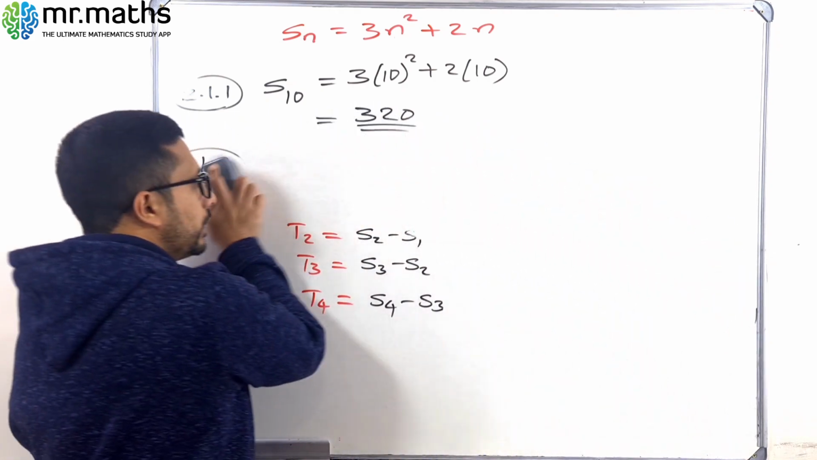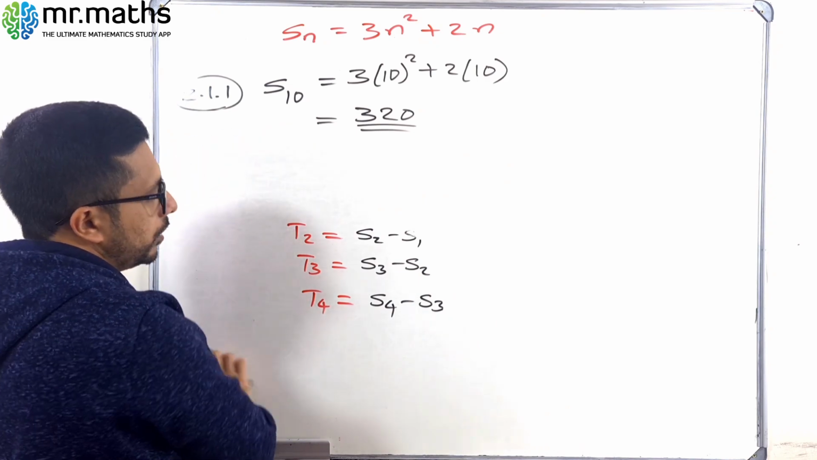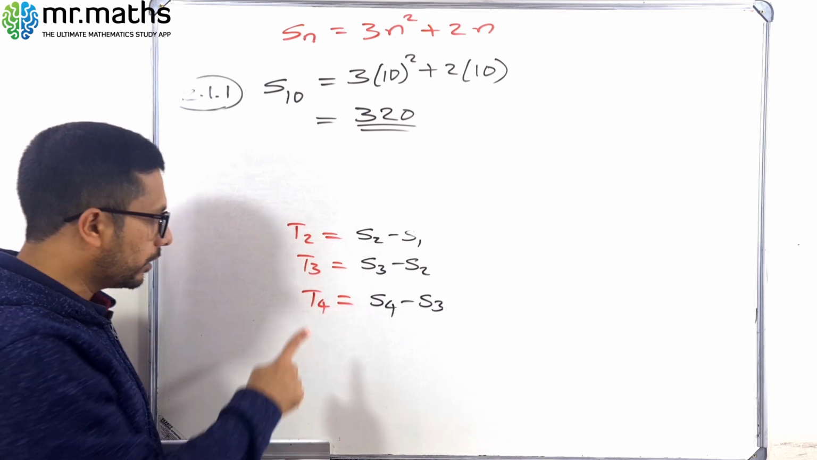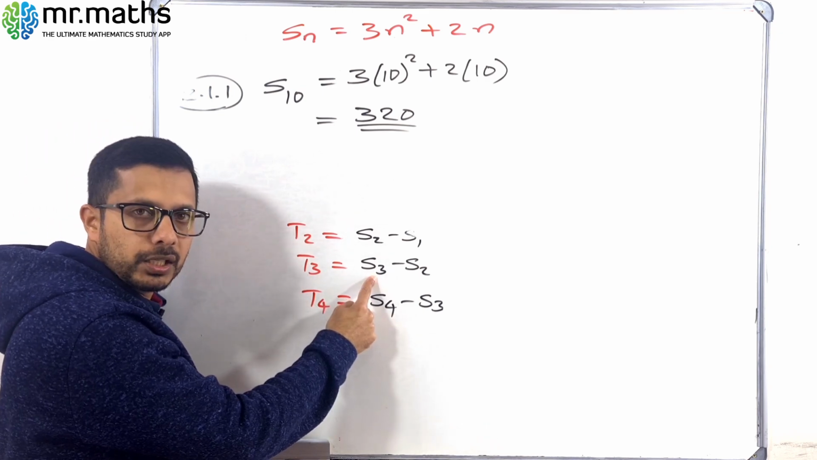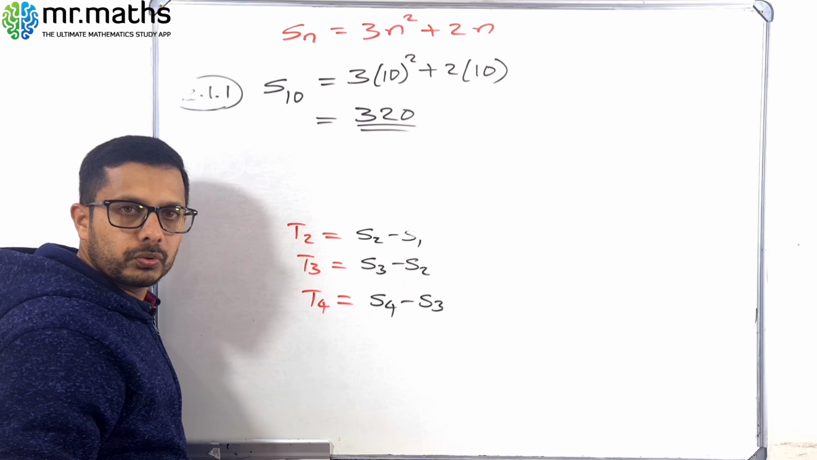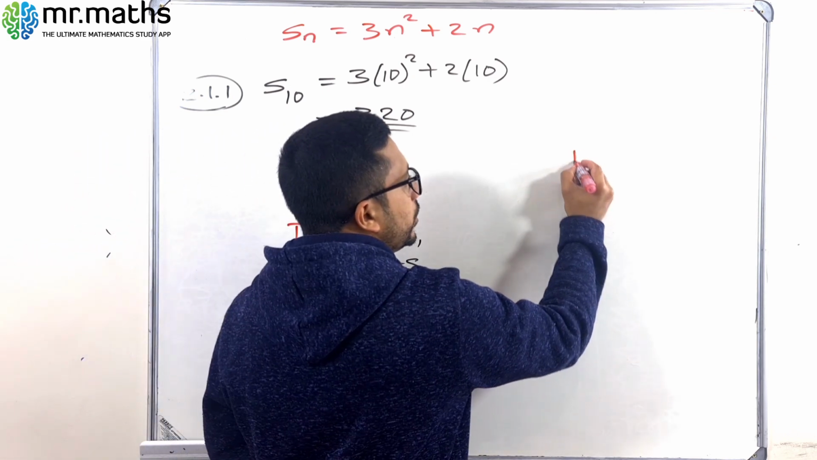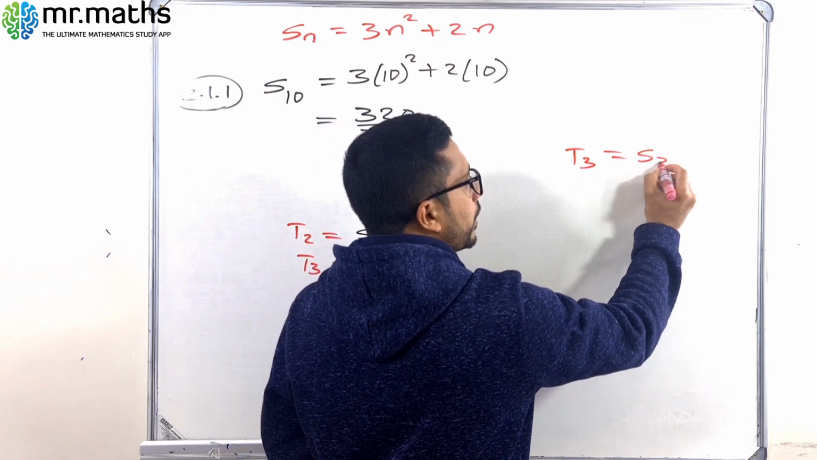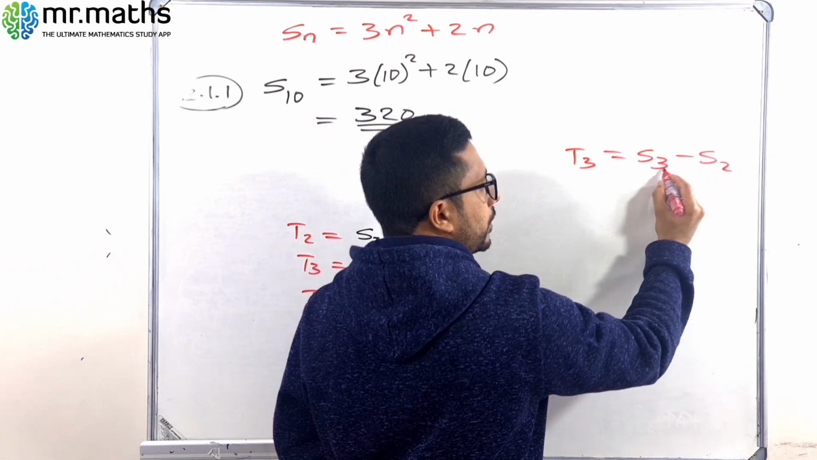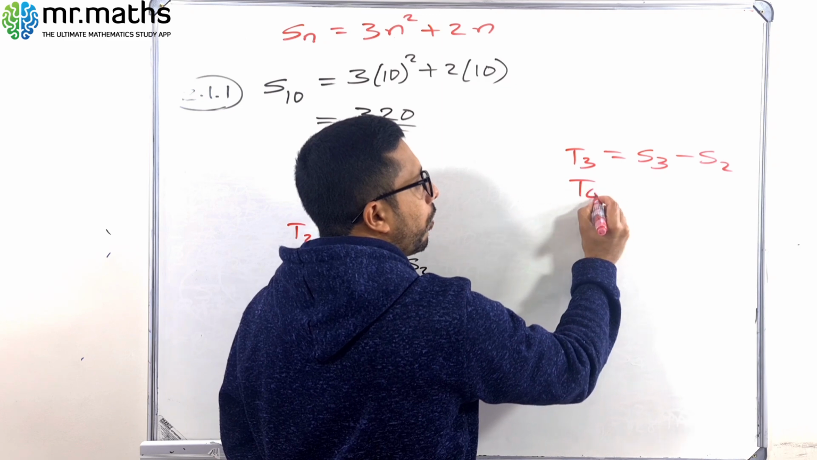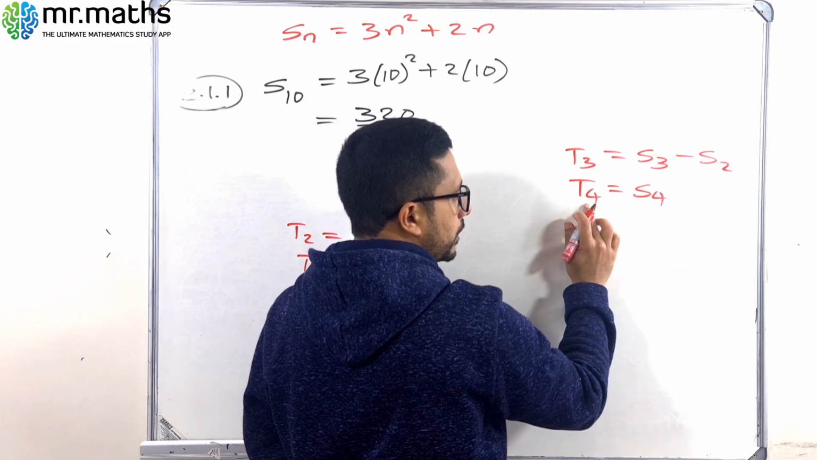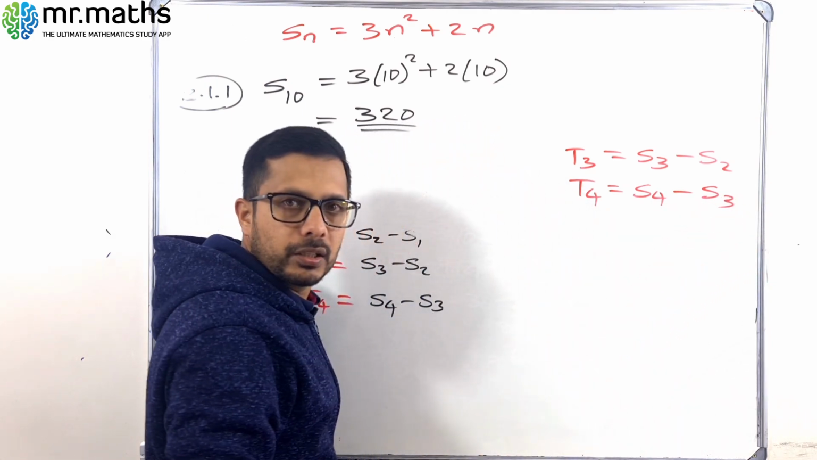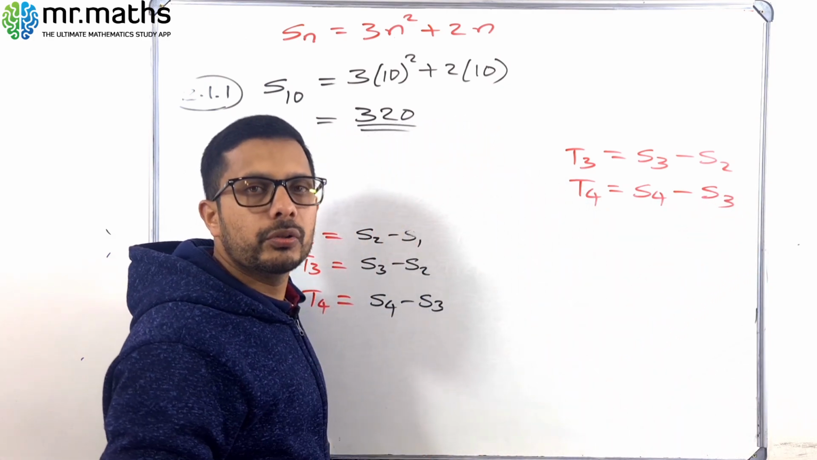So how can you find the terms? Look at how we can find the terms. To find T3, S3, same 3 here, minus S with 1 less than that, that is S2. So to find T3, the third term, what you have to do? S3 minus S2. To find T4, S4, the same 4 here, minus S3, 1 less than this. So from this class onwards, you have to remember that one.